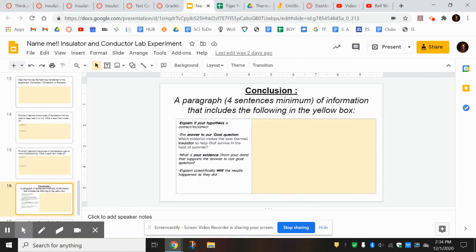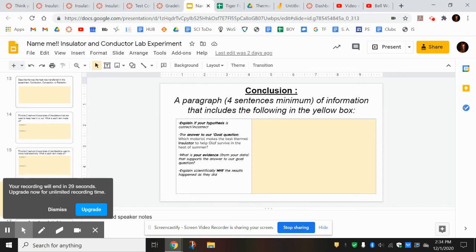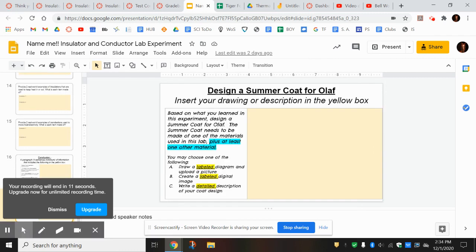Slide 16, this should have taken you a little bit of time. These sentences should make sense. They should make you sound like you know what you're talking about. Don't discredit yourself by being lazy. Make sure you've explained if your hypothesis is correct or incorrect. Have you told us which material makes the best insulator? What's your evidence from the data table? And then why is that the best insulator? Okay. Lastly, make sure you either have a labeled diagram and a picture, a labeled digital image, or a written detailed description of your coat design.